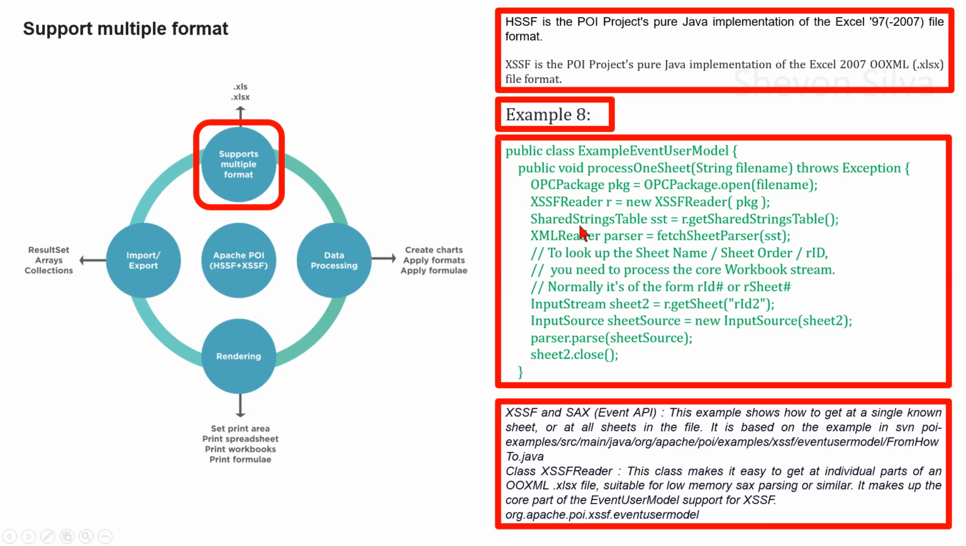The class XSSFReader. This class makes it easy to get the individual parts of an OOXML .xlsx file, suitable for low memory SAX parsing or similar. It makes up the core part of the event user model support for XSSF. This is in the package org.apache.poi.xssf.eventusermodel.